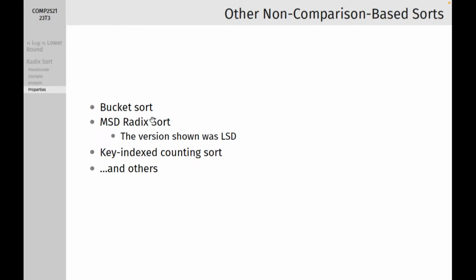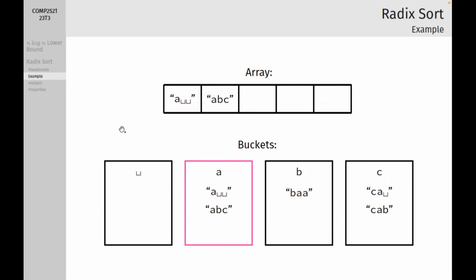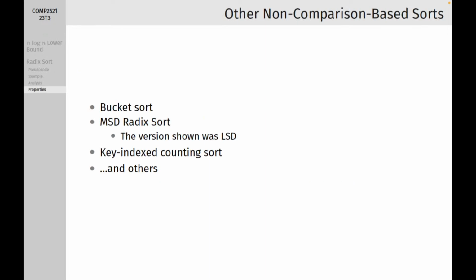There's also a version of radix sort called MSD, most significant digit. And what it does is instead of sorting by the last digit first, the last symbol first, it sorts by the first symbol. Right, so yeah, you can look into this if you're curious. There's also key index counting sort, so this is for sorting small integers. And there are other non-comparison based sorts. But that's all I wanted to show you in terms of non-comparison based sorts.